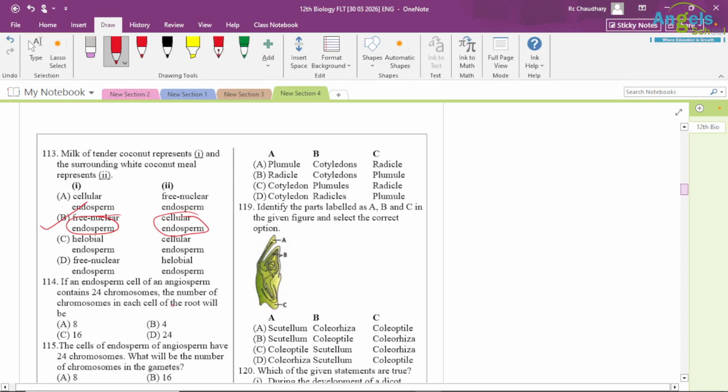If the endosperm cells of an angiosperm contain 24 chromosomes, the number of chromosomes in each cell of the root will be? Okay, so endosperm cell is 3n. So 3n is equal to 24, so here n is equal to 8, 24 divided by 3. Okay, now we have been asked about root cell. The root cells are 2n. So n is equal to 8, so 2n is equal to 16. Okay, so correct option is C.